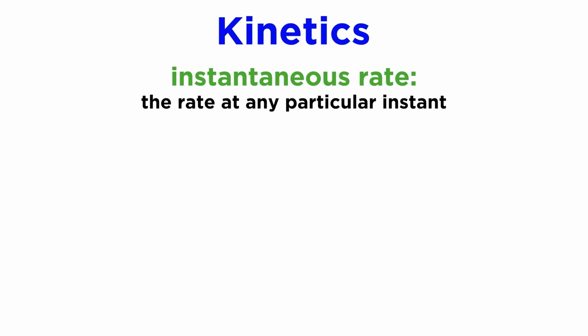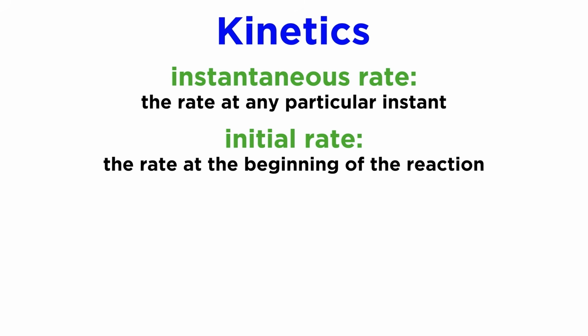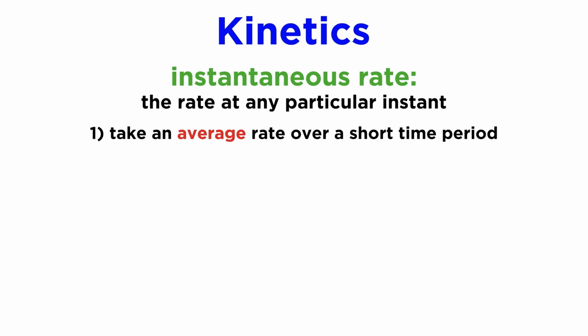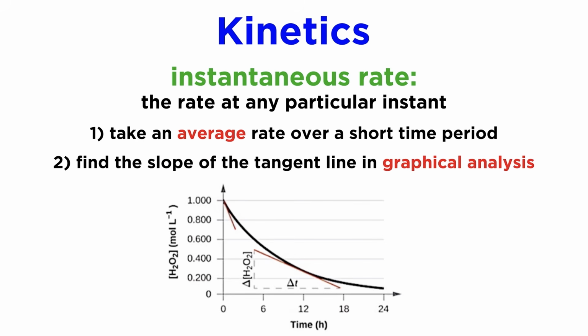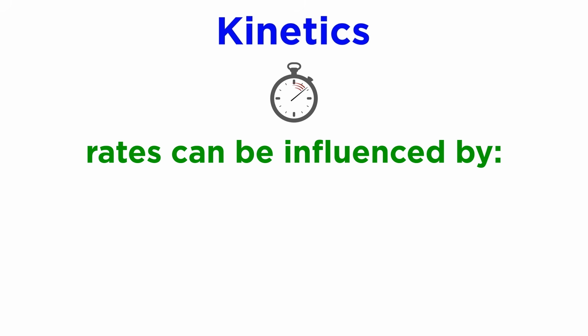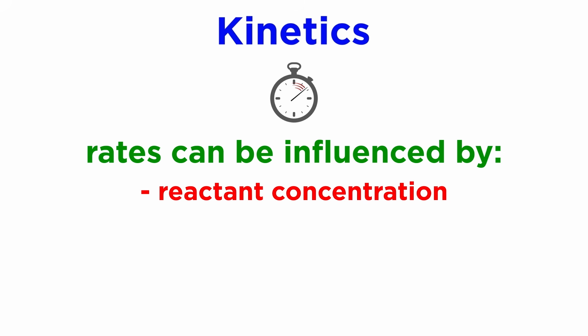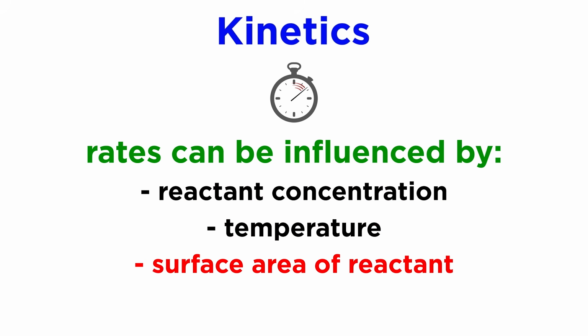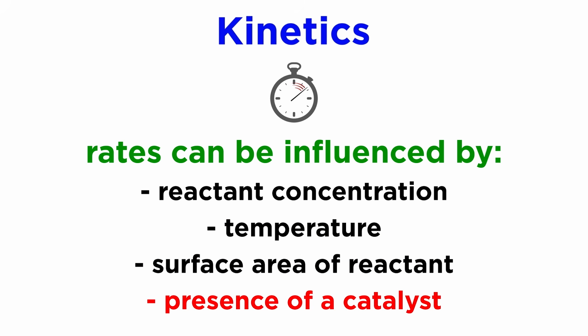The rate at any particular instant is called an instantaneous rate, and the rate at the very beginning of the reaction is called the initial rate. Instantaneous rates can be approximated by either taking an average rate over a very short time period or by graphing rate data and examining the slope of the line that is tangent to the curve at any particular moment. The slope of that tangent line will be the instantaneous rate at that moment. The rate of a reaction can be influenced by many factors, most notably reactant concentration, but also temperature, surface area of reactant, and the presence of a catalyst, and we will elaborate on these factors shortly.